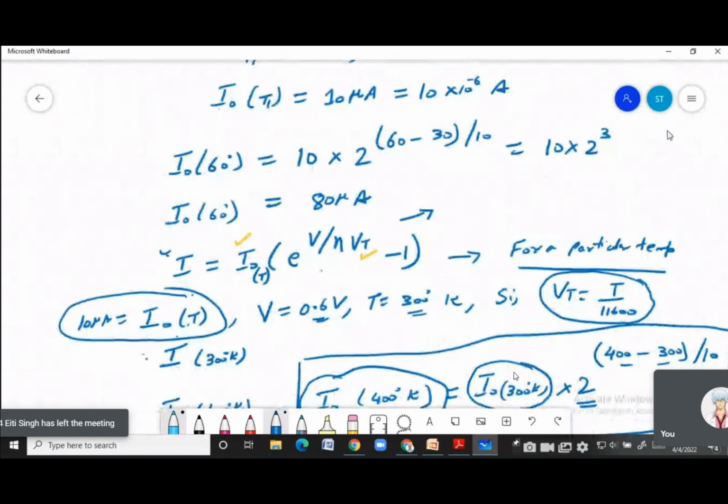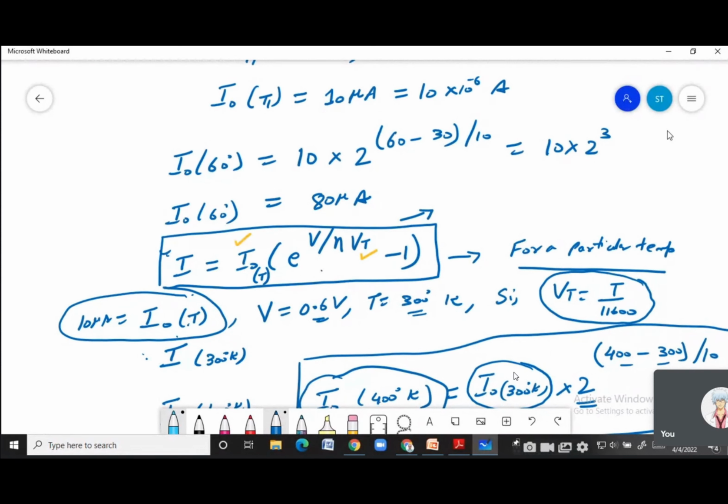So then we have seen that the diode current equation, okay, if you look at this diode current equation, we have to be careful that there are two temperature dependent terms here. One is the Vt, which is called the volt equivalent of temperature, represented by T upon 11600. But the other temperature dependent term, which is many times ignored by many students, is I naught T, the reverse saturation current.